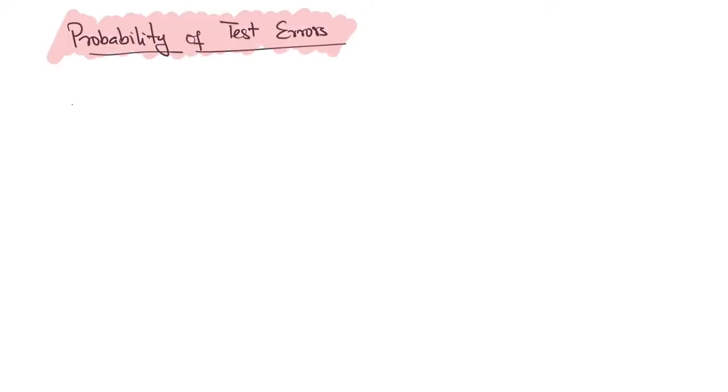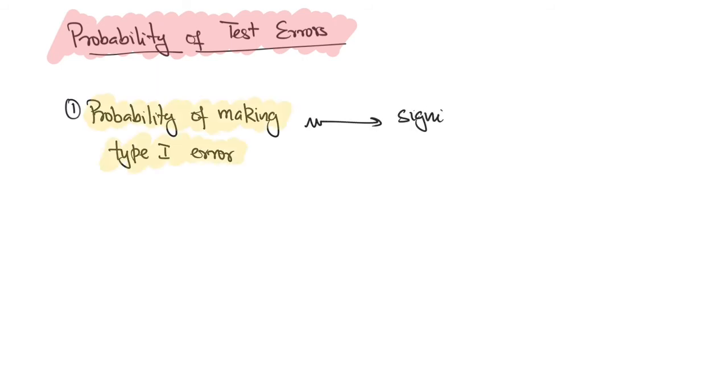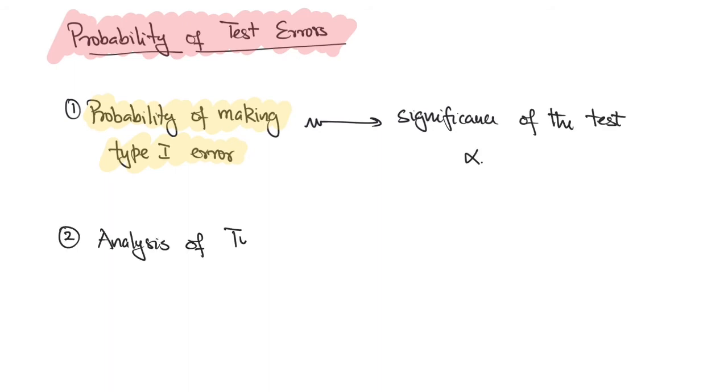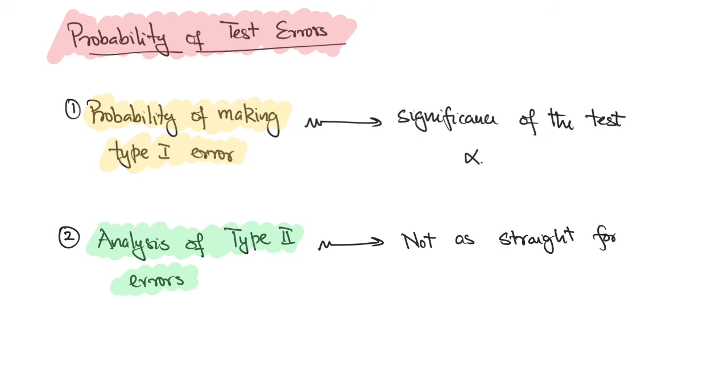We next move to the probability of making test errors when we are dealing with a t-test. The probability of making a type 1 error is exactly the significance of the test, that is alpha. Analysis of type 2 errors is a bit involved in the case of t-tests. It's not as straightforward as when we were working with z-tests with sigma squared known.